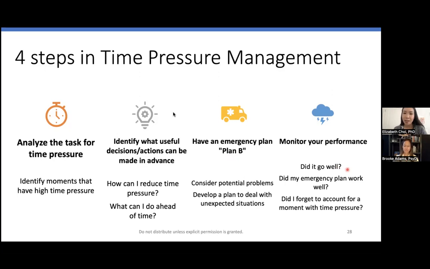And lastly, after we complete the task, whether it went smooth or it went bad, it's always good to monitor our performance. So for example, we can ask ourselves, did it go well? Did my emergency plan work well? Were there any kind of high time pressure gaps that I might have missed that I want to account for next time?